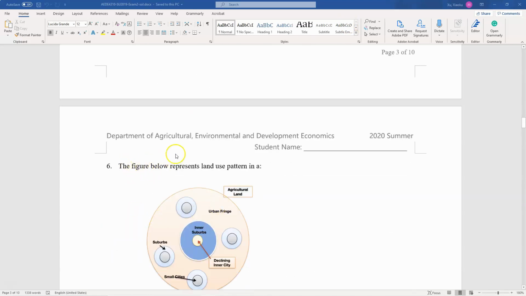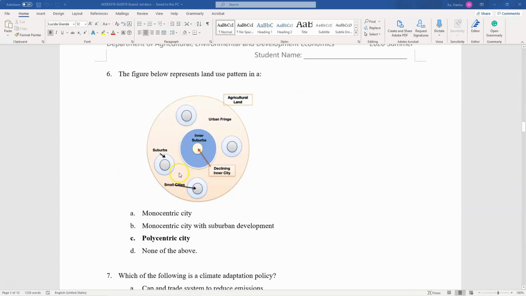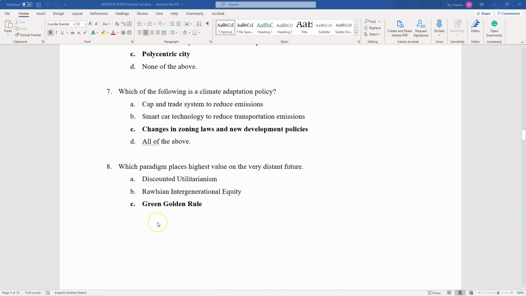And the figure below represents the land use pattern in a polycentric city, because there are so many CBDs and one declining inner city. So that is the polycentric city. For question 7, which of the following is a climate adaptation policy? Only C is a climate adaptation policy.